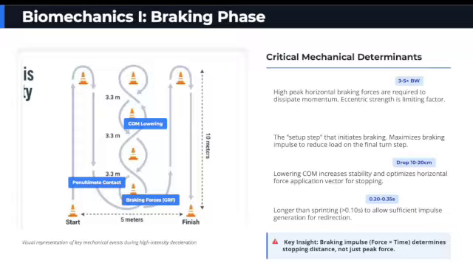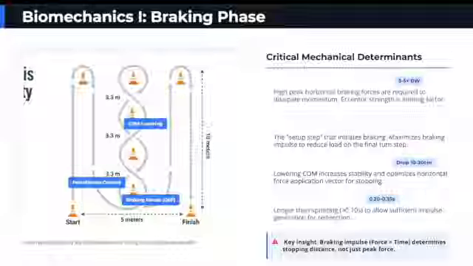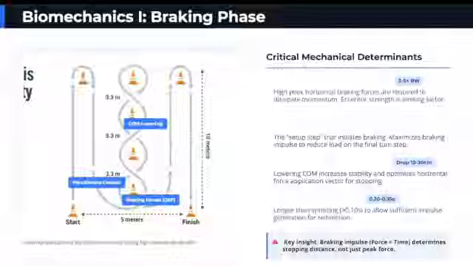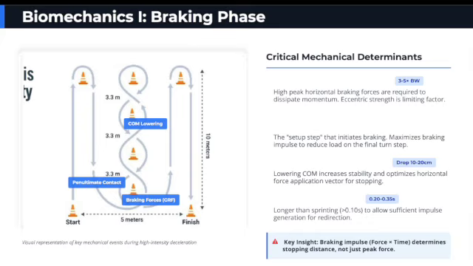Lowering the center of mass increases stability and optimizes the horizontal force application vector for stopping. Drop 10 to 20 centimeters. Longer than in a sprint, it's more than 0.10 seconds to allow sufficient impulse generation for direction. The braking impulse, which is force times time, determines stop distance, not just peak force.